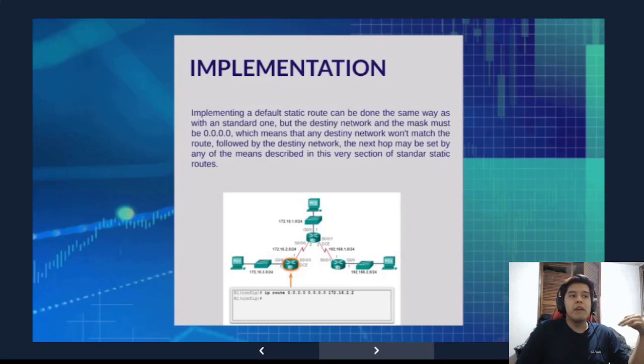The next hop may be set by any of the means described in this very section of the standard static route. We can do this on Cisco by the command ip route 0.0.0.0 as the IP origin and 0.0.0.0 as our subnet mask, and finally with the IP of the destination.